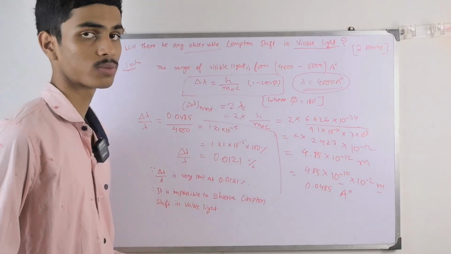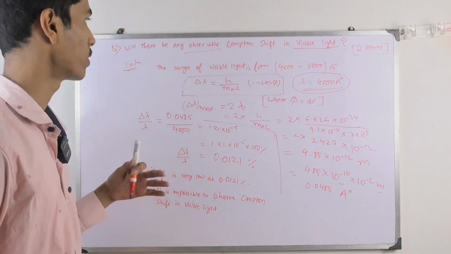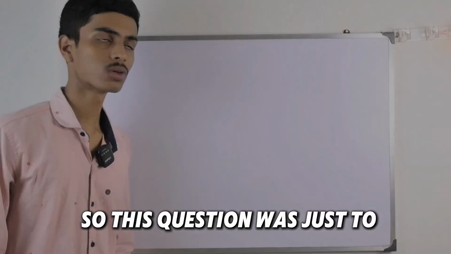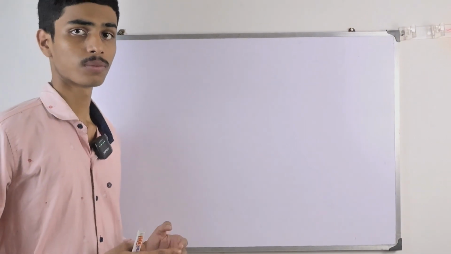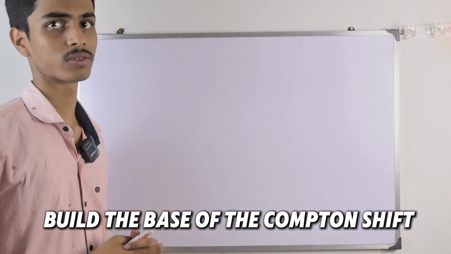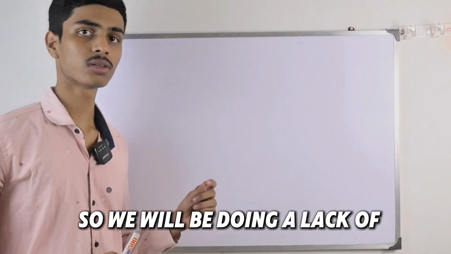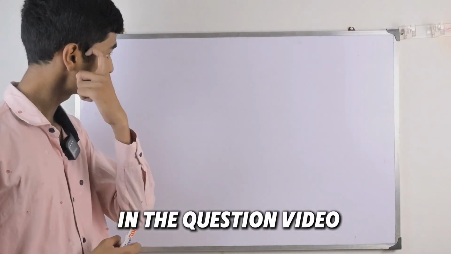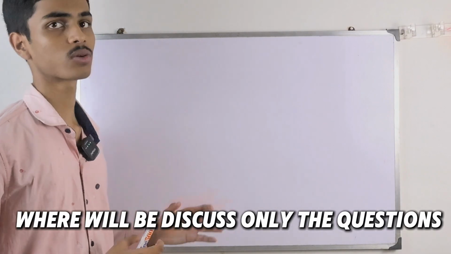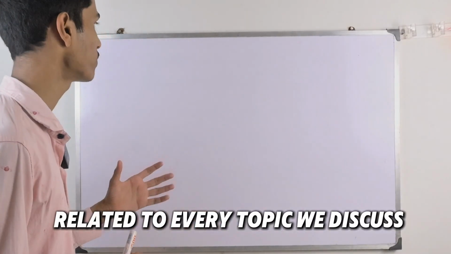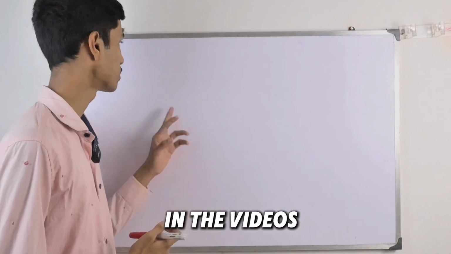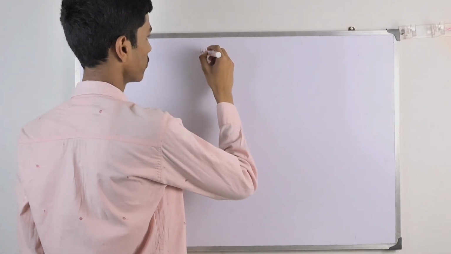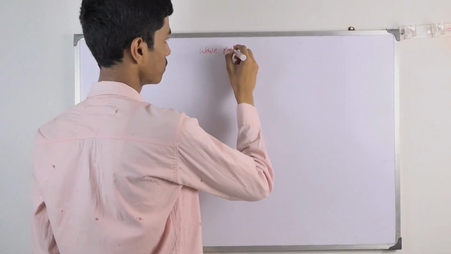Although there are other rays where Compton shift is observable, except this visible light. So this question was just to build the base of the Compton shift. We will be doing a number of questions together in the questions video, where we will discuss only the questions and numericals related to every topic we discuss in the videos. Now let us move ahead to the wave particle duality part. Okay, wave particle duality.